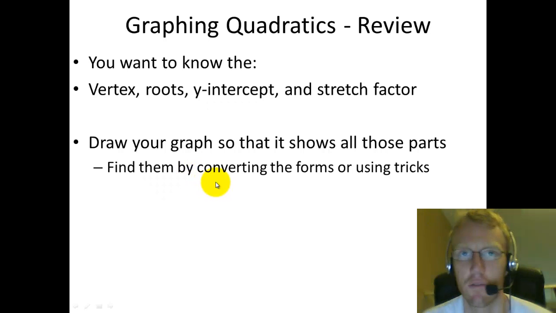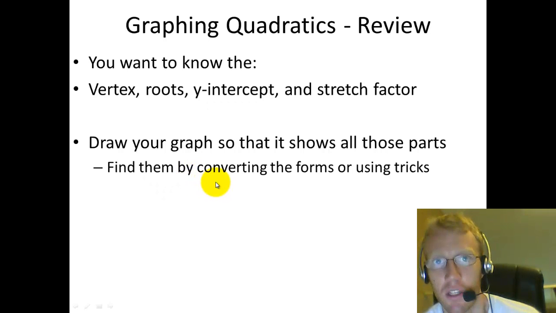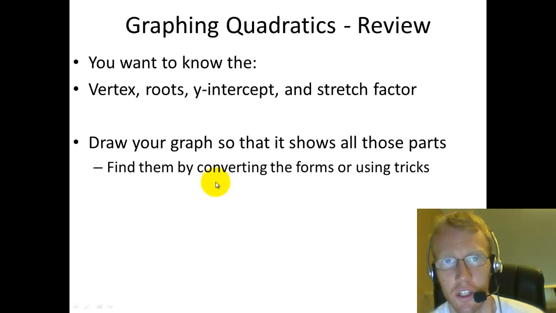Alright, now that we know how to graph quadratics in any form, we can do some examples where you just start with a general equation in any of the three forms, and you use that to find all the other parts of the parabola and then to graph it.